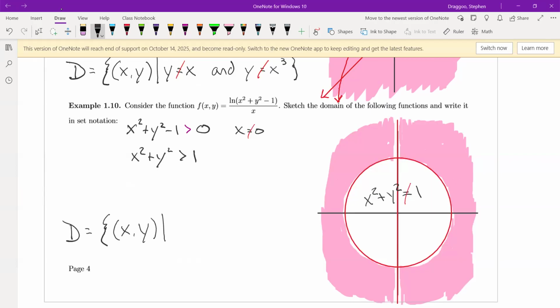Additionally, I need to not be along the line x equals 0, which is the vertical line, the y-axis right there. So both of those two lines are going to be excluded from our domain, and also all of the area that's on the interior of the circle. So if I were to write this in set notation, I would say that the domain are all ordered pairs x and y such that x squared plus y squared is greater than 1 and x is not equal to 0.